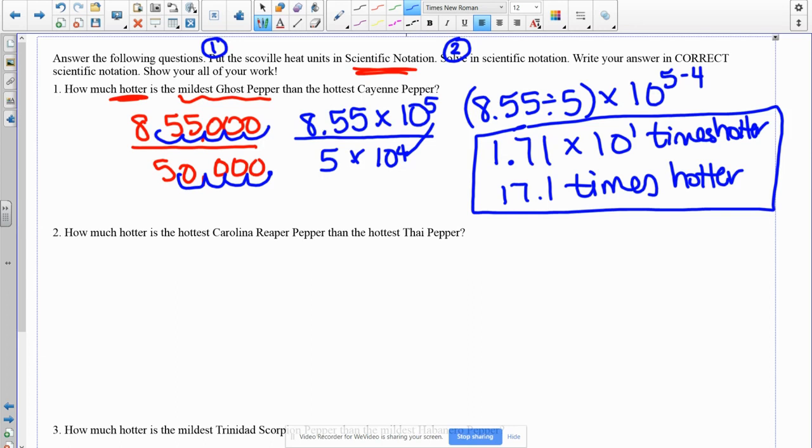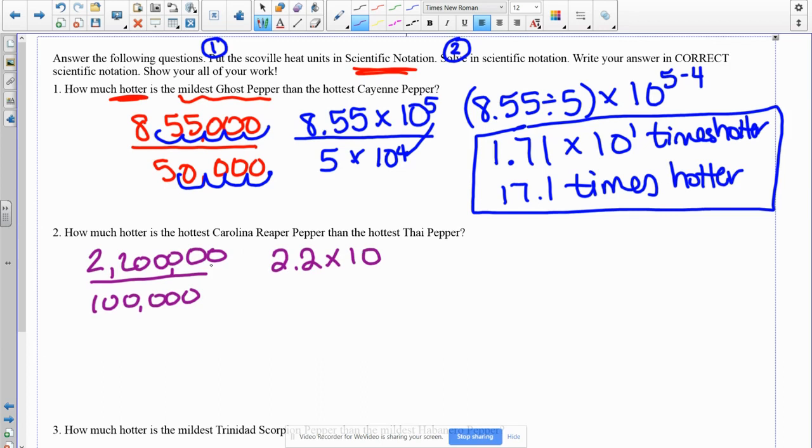Okay, let's do this again. Let's look at the hottest Carolina Reaper pepper. Going to my sheet, that's the hottest one at 2,200,000. And I'm going to divide it by the hottest cayenne pepper, which was 100,000. So I'm going to change these to scientific notation. That's 2.2 times 10 to the 6, divided by 1 times 10 to the 5.